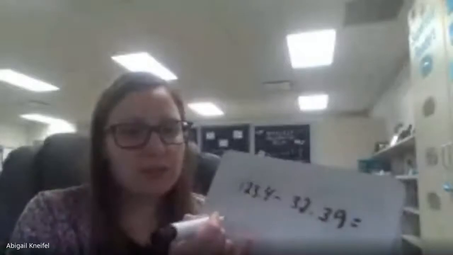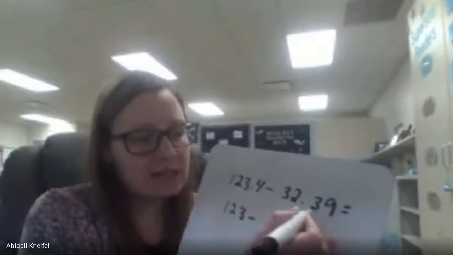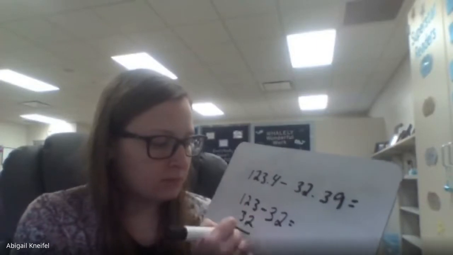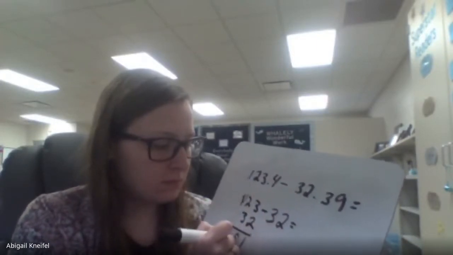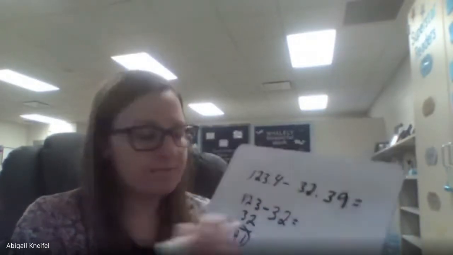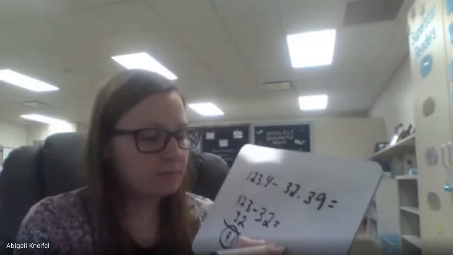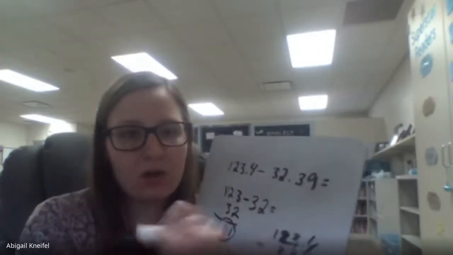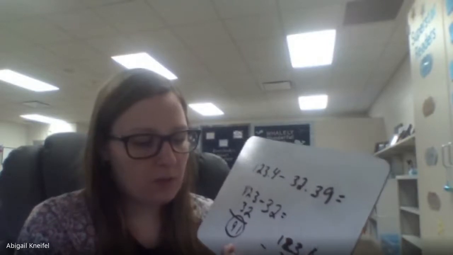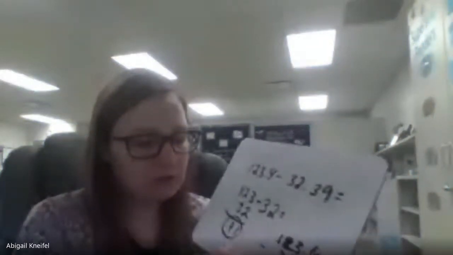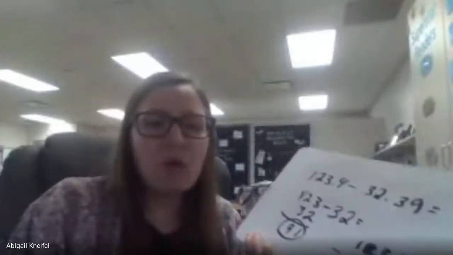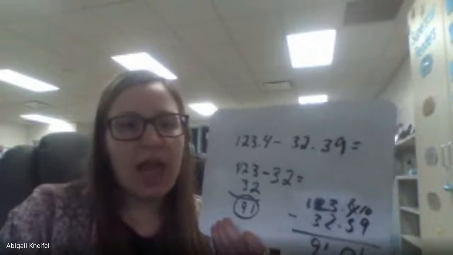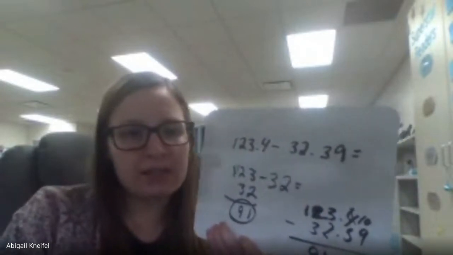At the nearest whole number, 4 is below 5, so it's just 123. Minus 3 is below 5, so that's 32. Equals 91. Our estimation is 91. Actual problem. Ooh, we're going to have to borrow. Actual answer is 91 and 1/100ths. Estimation is 91. Actual answer, 91 and 1/100ths.